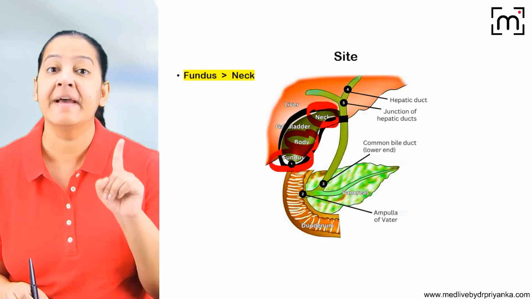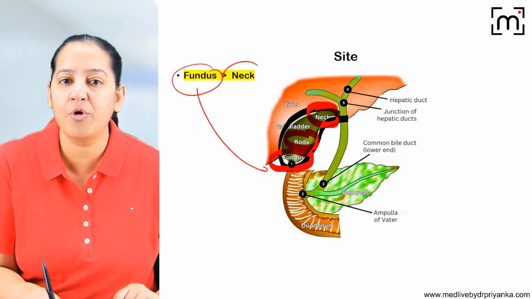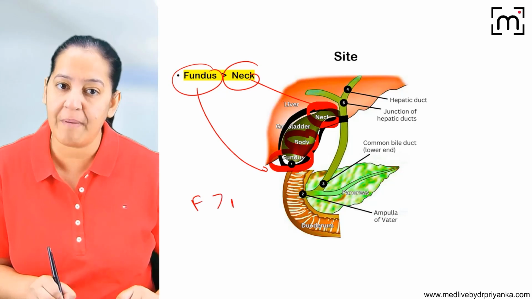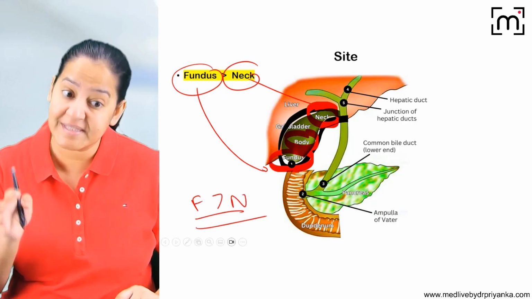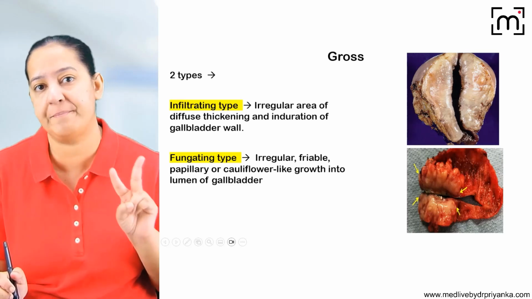So most commonly, the malignancy, the cancer in the gallbladder occurs in the fundus, followed by neck. So less commonly it occurs in body. So fundus followed by neck. That is the most common site among the gallbladder. Now coming on the gross. In the gross, there are 2 different patterns. One of the patterns occurs in one person.